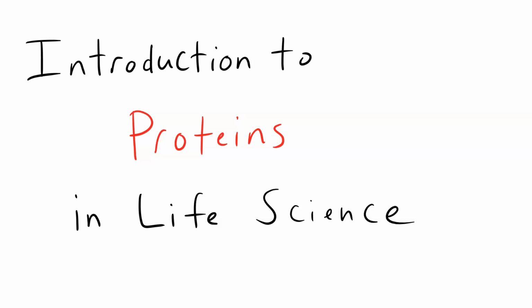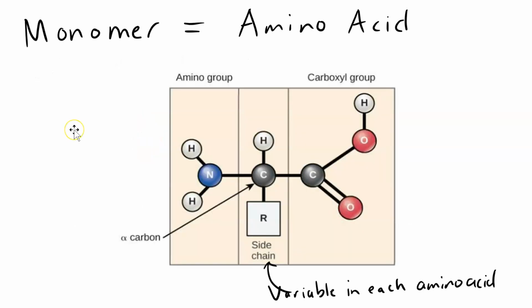Hi everyone, this video is an introduction to proteins and their role in life science. Recall that the monomer for proteins is the amino acid, and looking at this generic amino acid, you can see the following features. There's an amino group, a central carbon, and a carboxyl group.